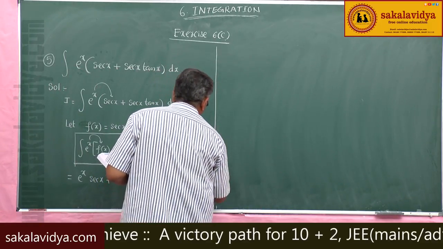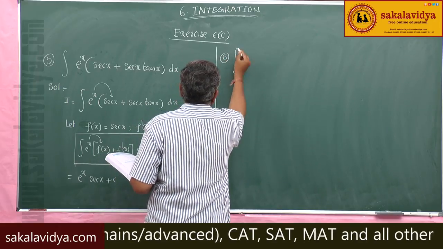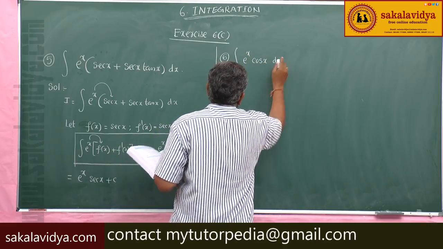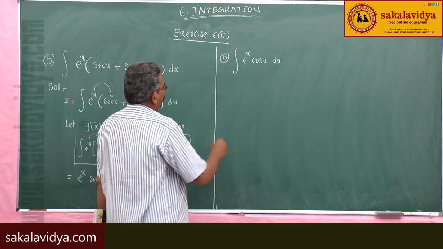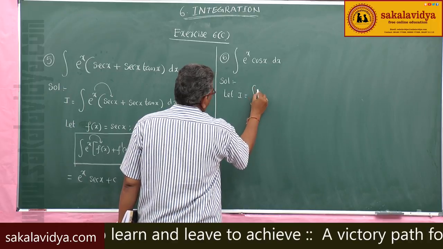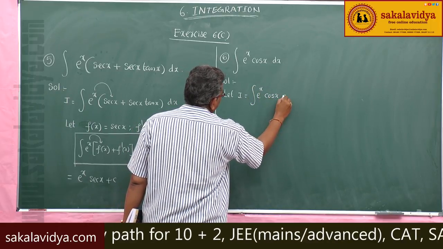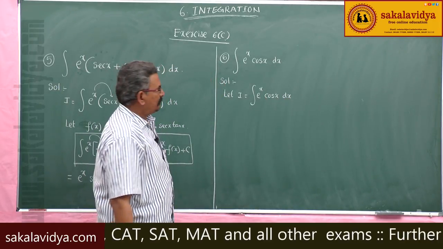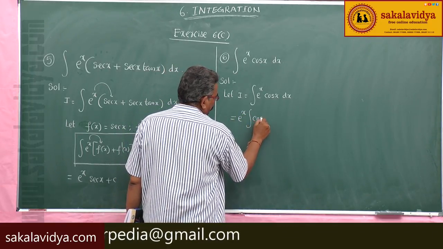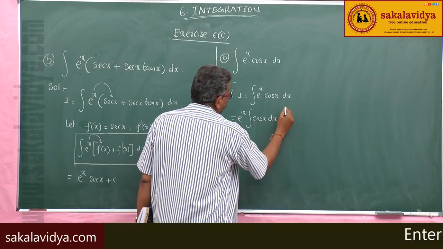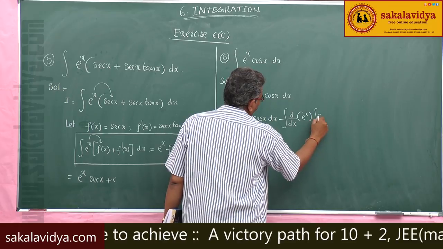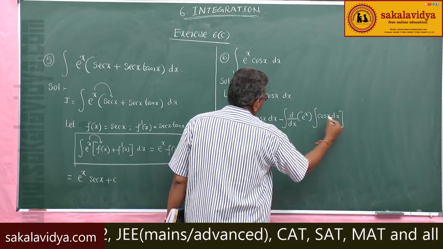That is sixth one. Evaluate integral of e power x cos x dx. Let us do it. Let us say I equals integral e power x cos x dx. Using integration by parts, first function is e power x, integral cos x dx, minus integral of d by dx of e power x into integral of cos x dx, and whole dx.